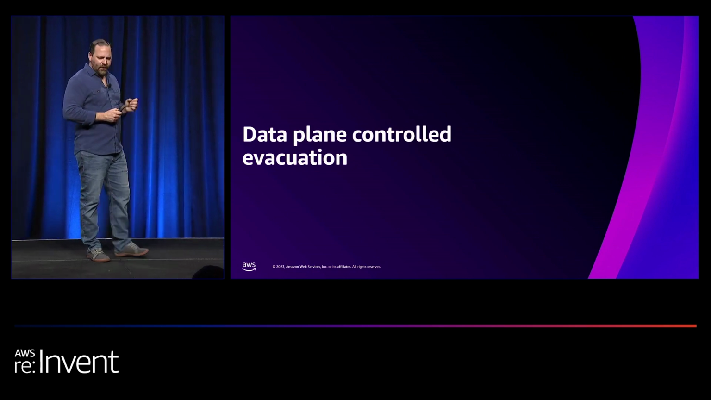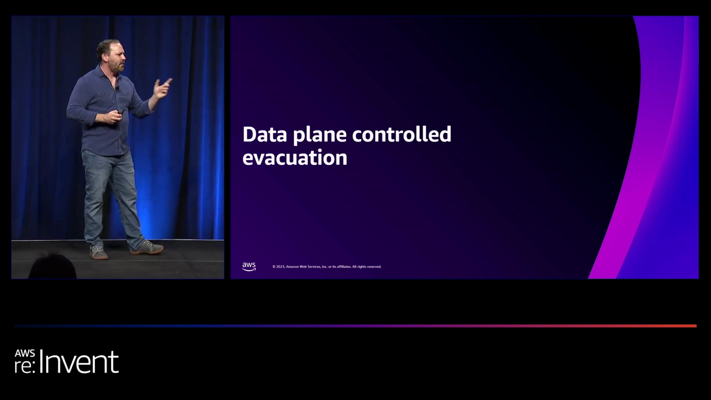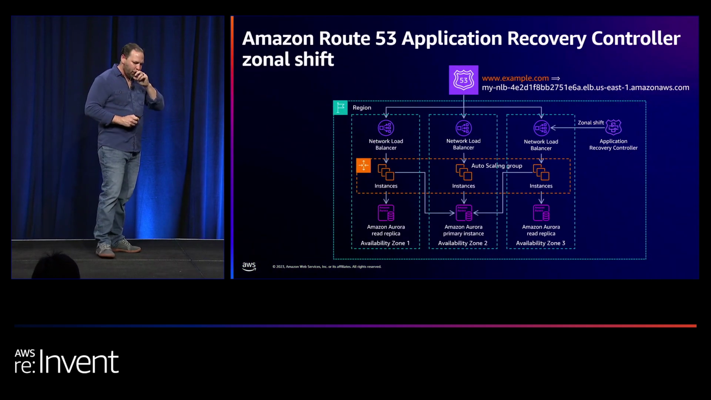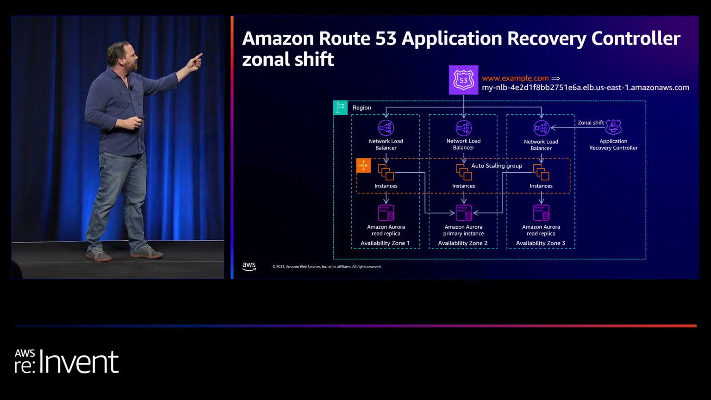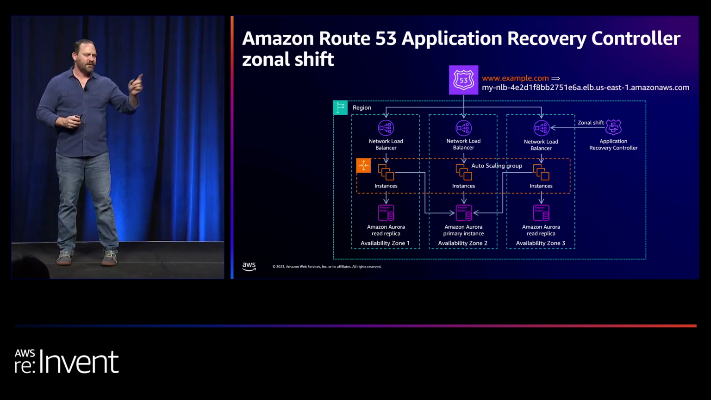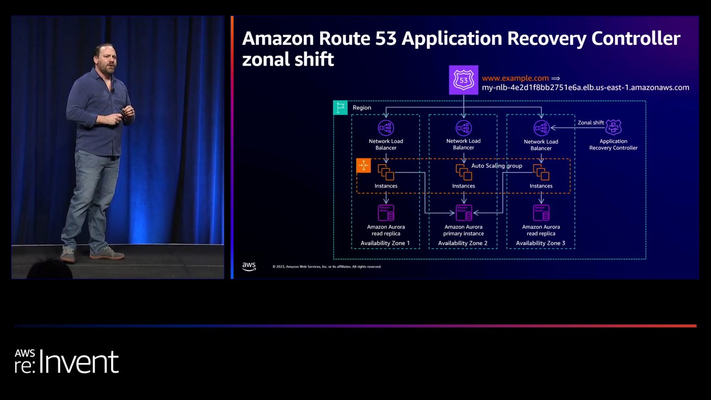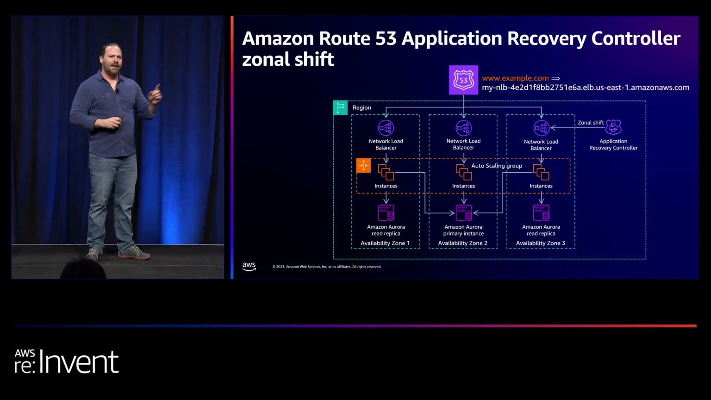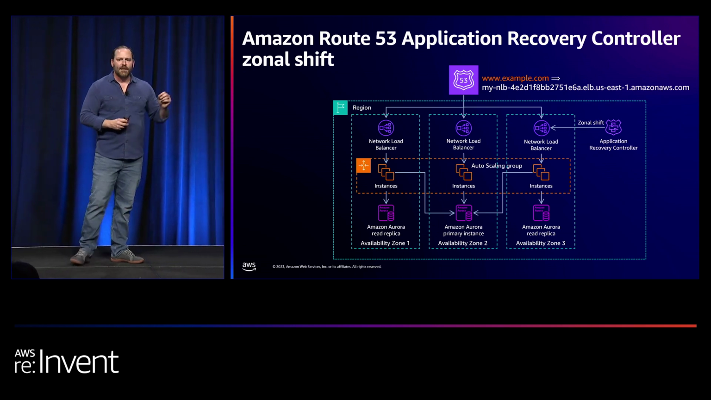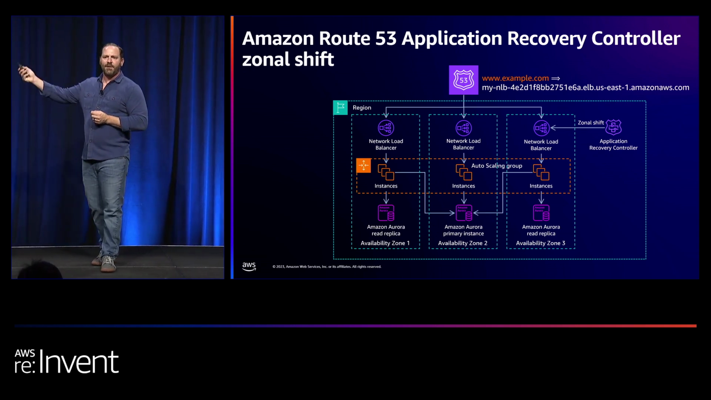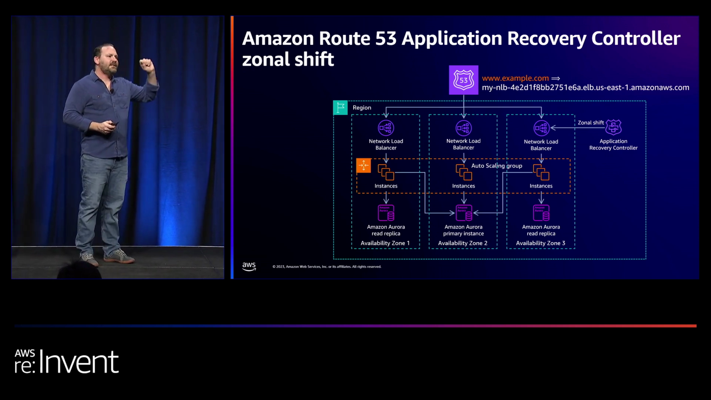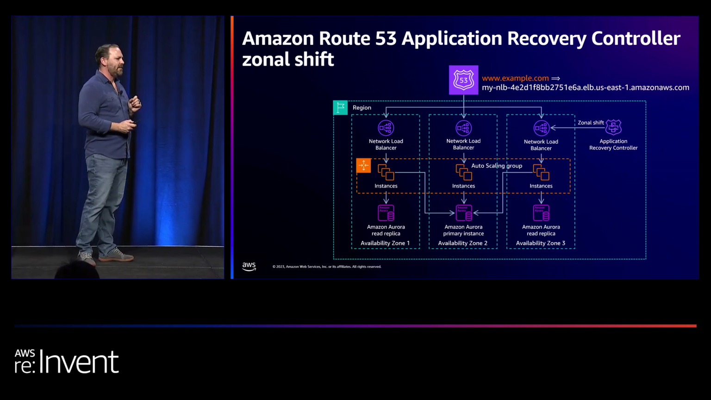So let's look at how we can use data planes to evacuate an availability zone. Last year, we launched a feature of Application Recovery Controller called Zonal Shift. What Zonal Shift allows you to do is, for any ALB or NLB with cross-zone load balancing disabled, you can specify an availability zone ID and a resource ID, and we will stop sending traffic to that availability zone.